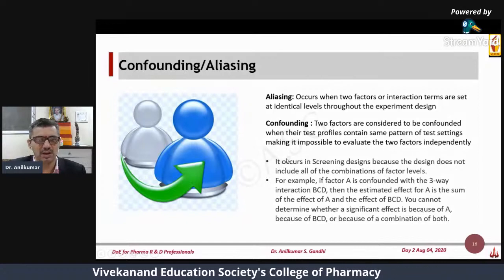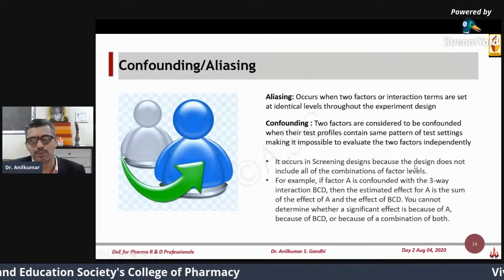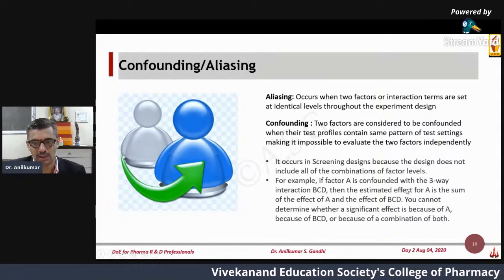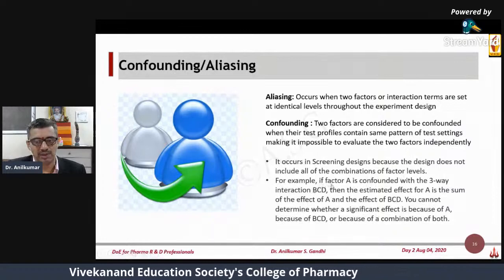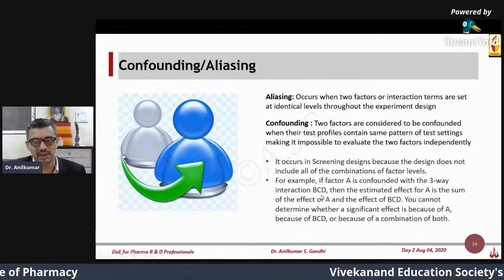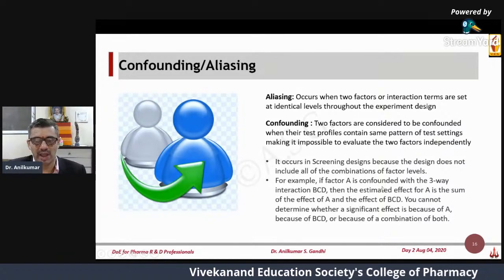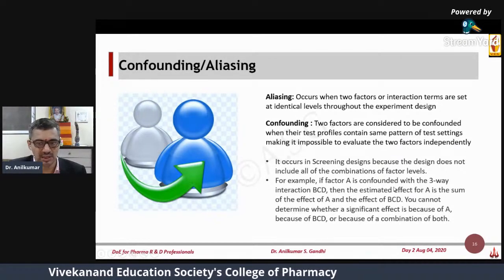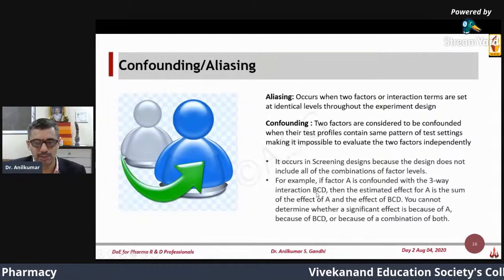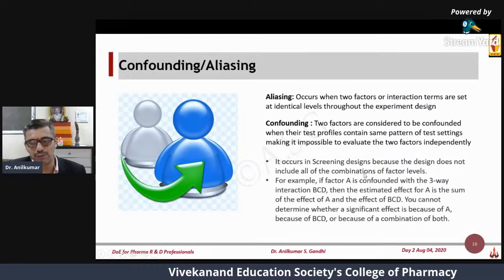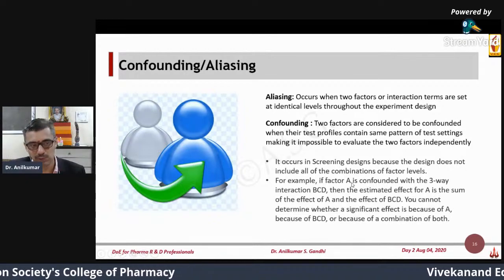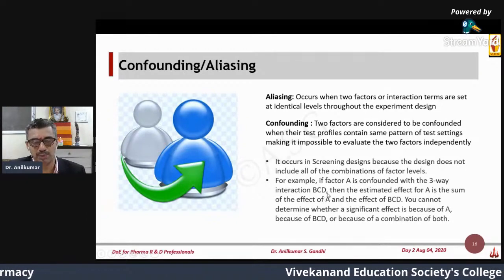Now, where does this occur? It occurs in the screening design because the design does not include all combinations of factor levels. For example, if factor A is confounded with the three-way interaction BCD, then what happens with this aliasing effect? If factor A is confounded or aliased with BCD, then whatever effect you see as an outcome in this software, you cannot determine whether it is because of A or because of BCD.